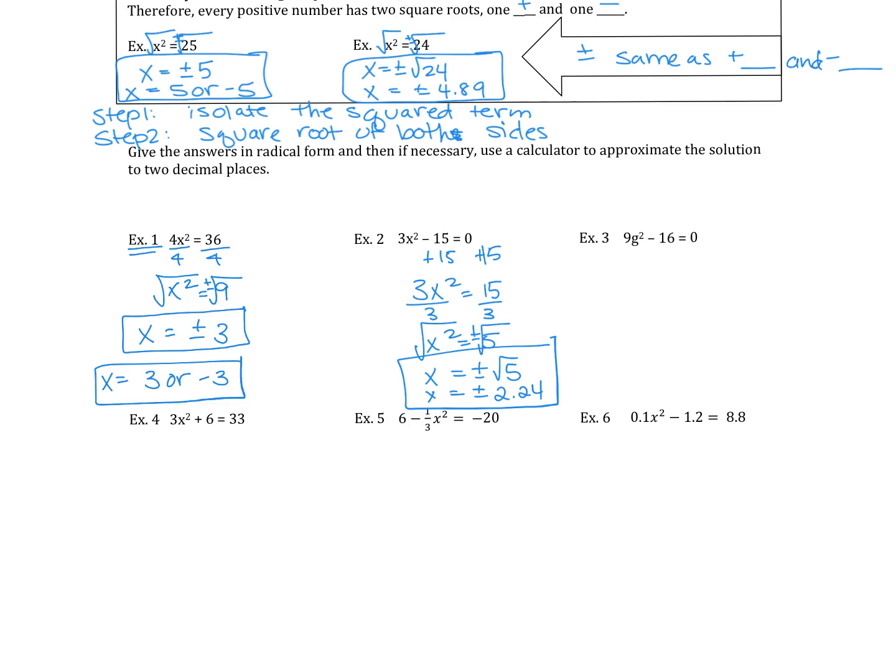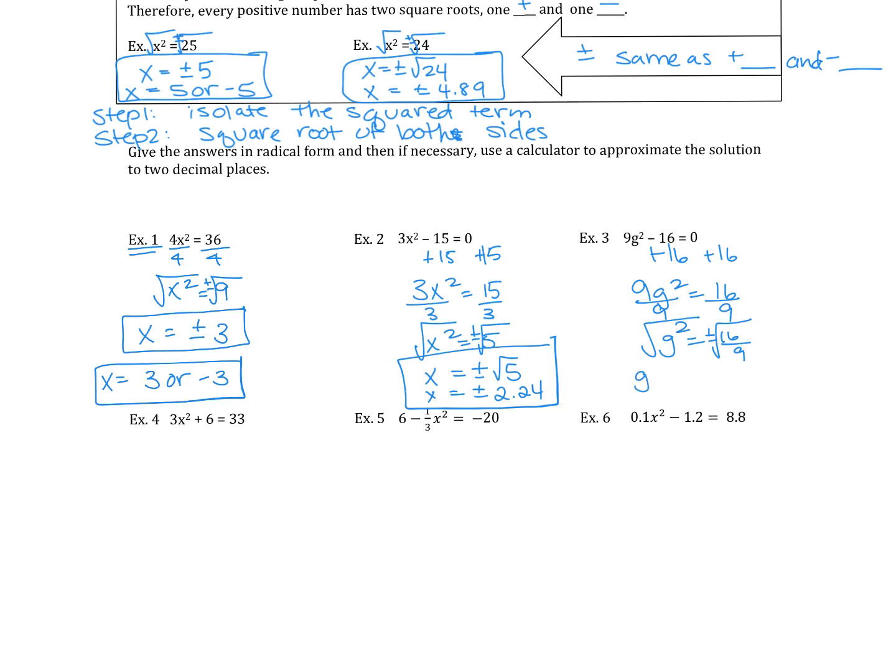Let's take a look at example 3. I have to add 16 to both sides, and I get 9g squared equals 16. Now I have to divide both sides by 9. I get g squared equals, I could do 16 divided by 9 and write it in decimal form, but they're both perfect squares. I'm actually going to leave it as 16 over 9. And I'm going to take the square root of both sides. So it's plus minus my answer.